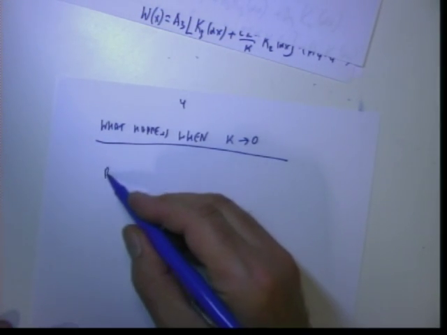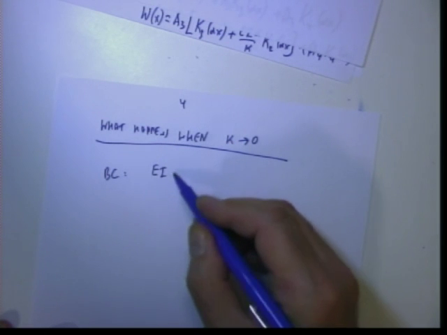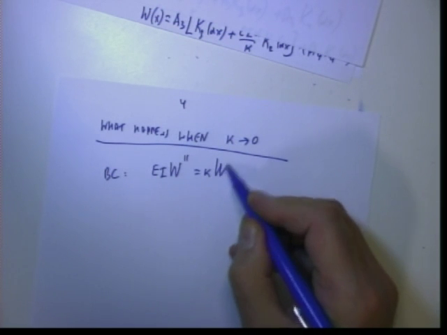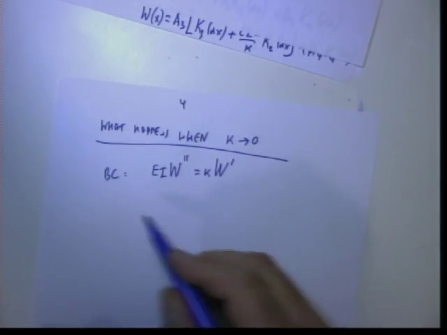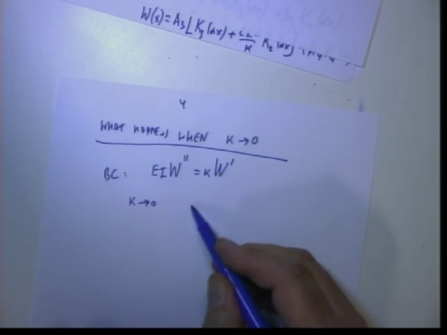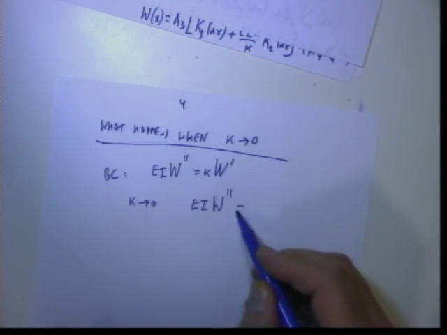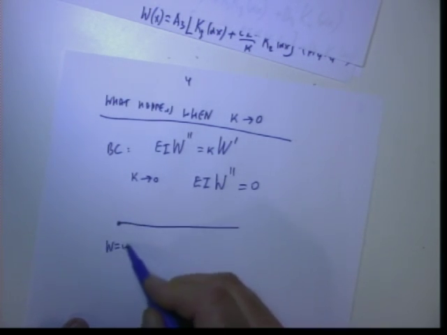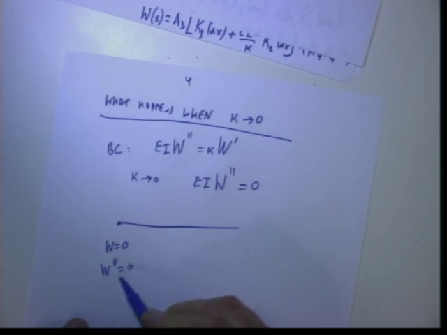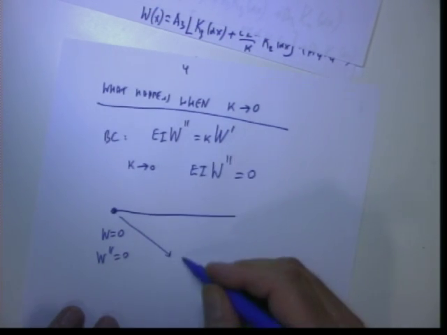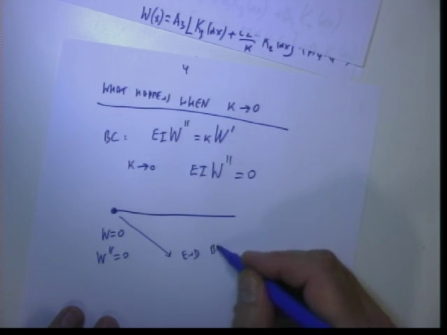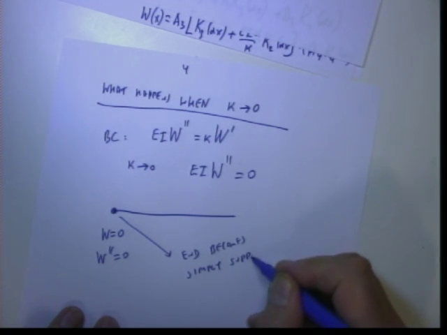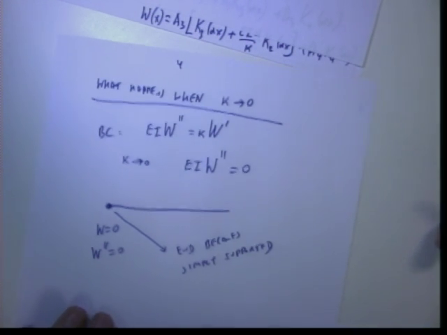Okay, so it's very easy. The boundary condition becomes EI W second derivative equals k W first derivative, yes? So when k goes to zero, this becomes EI W second derivative equals zero. So that means this end already has W equals zero, and then W second derivative equals zero. This end becomes simply supported. Okay?